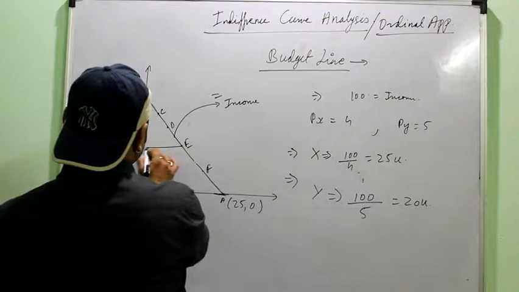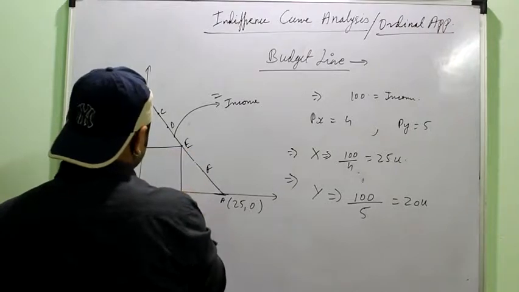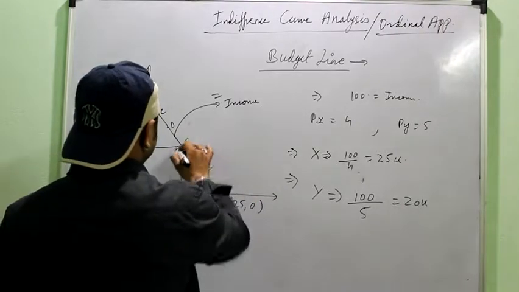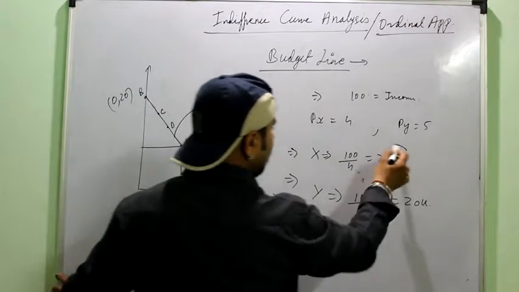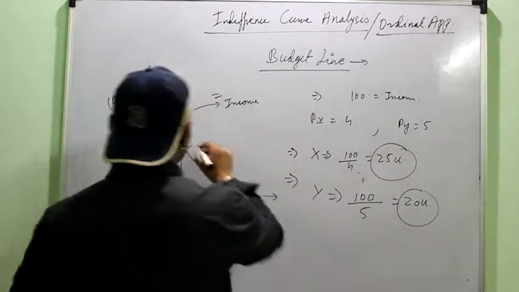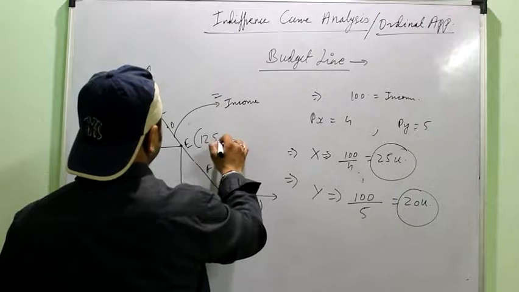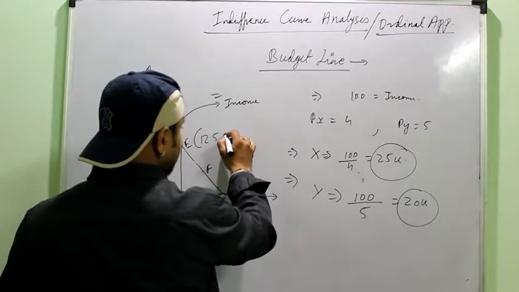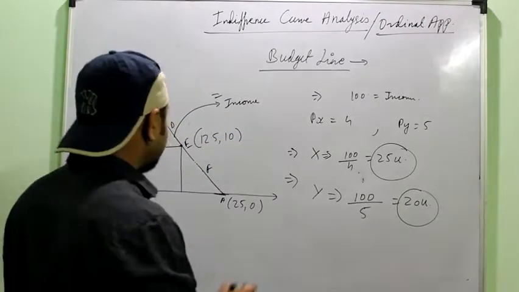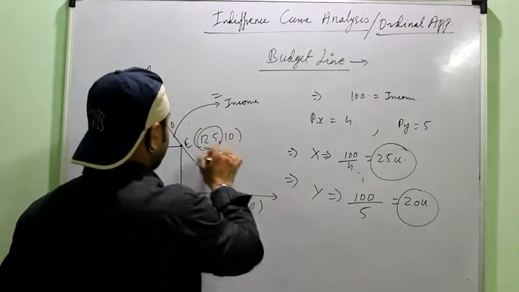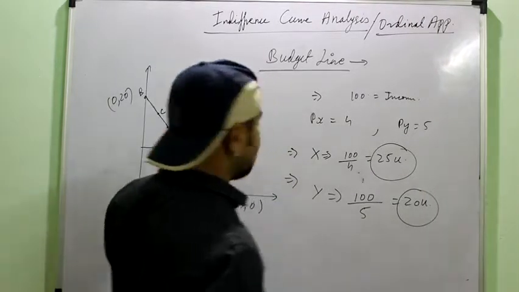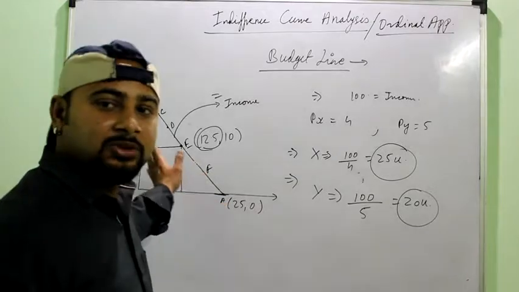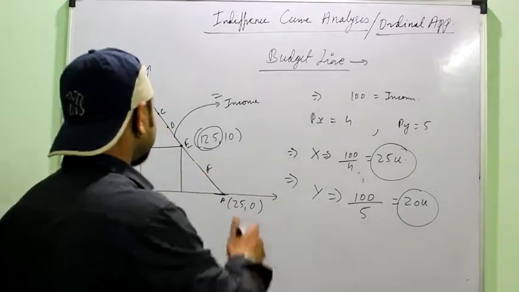Like suppose the consumer is here at the center of the line, he will be consuming half of this and half of this. So it would be 12.5 units of X and 10 units of Y. Actually, this budget line assumes that the units are perfectly divisible. You can divide the goods.